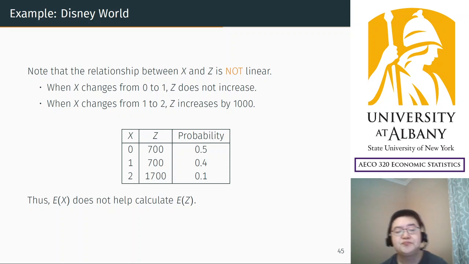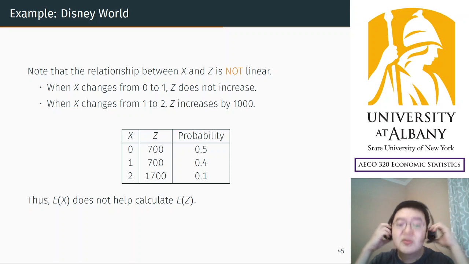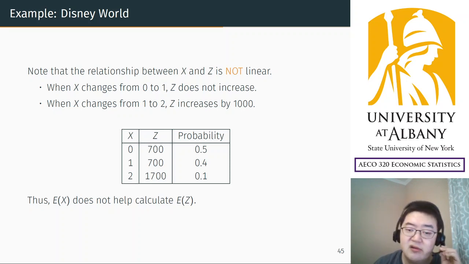So anyhow, because the relationship is not linear, the simple formula does not apply here. That means, as I said earlier, the expectation shortcut does not work. The expected value of the original random variable does not help. It is useless. It does not matter how many times I expect to go there. You have to recalculate everything.